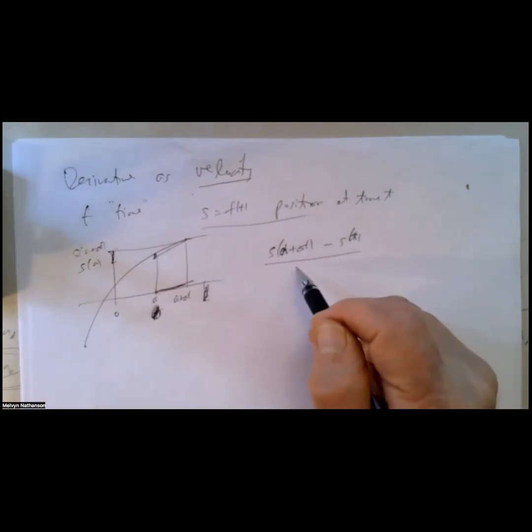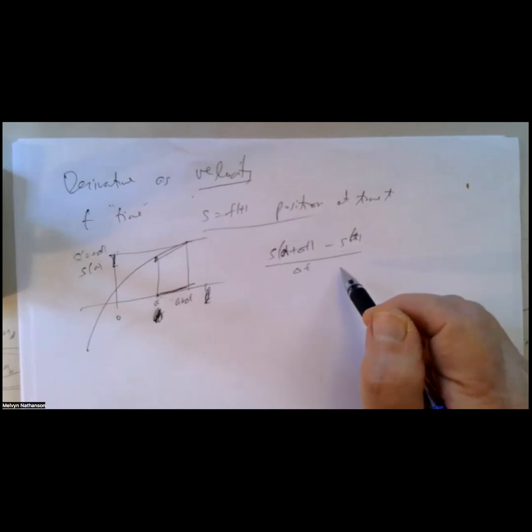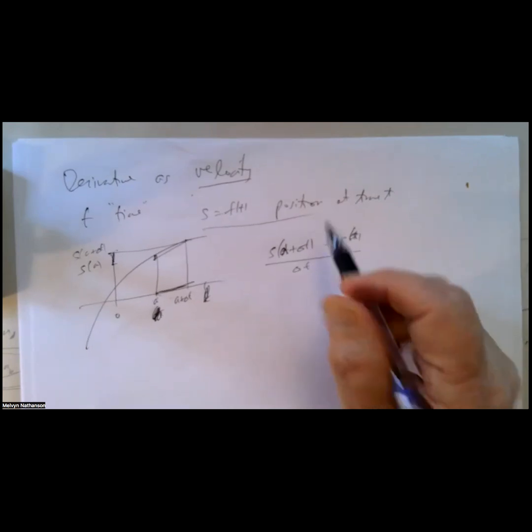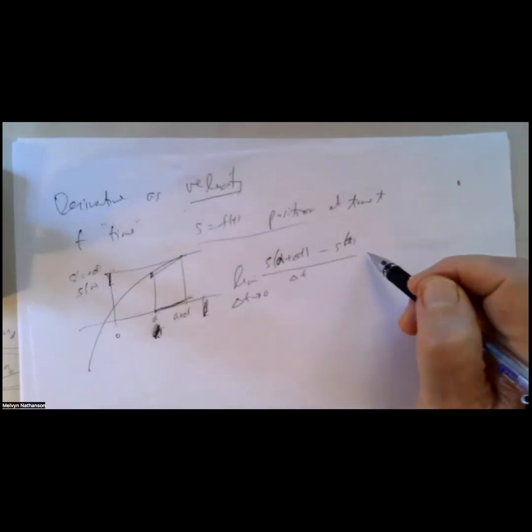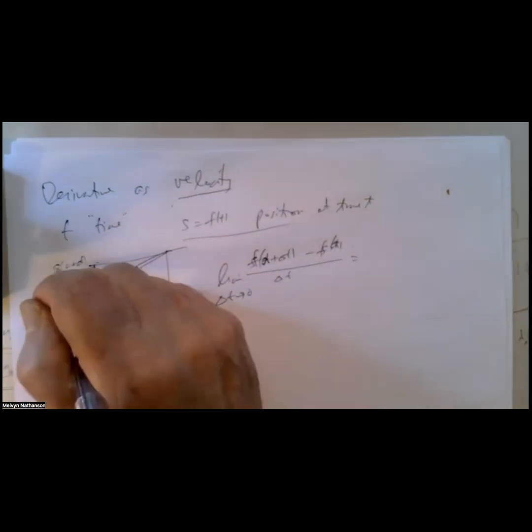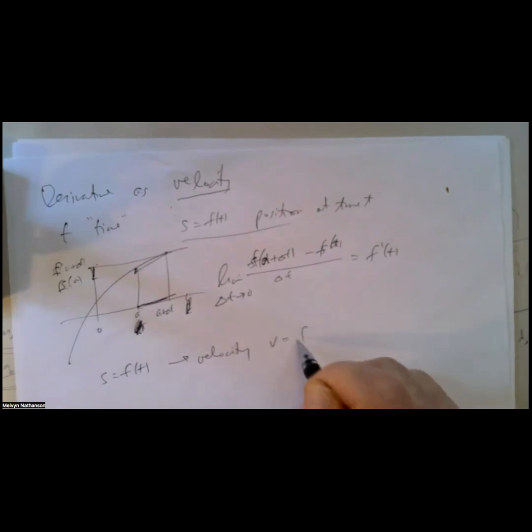So this distance divided by the amount of time it took to get there, that's your average velocity over this time interval. And if you want the instantaneous velocity, you take this limit as delta t goes to 0. And if that exists, it is f prime at t. So the physical interpretation of the derivative is, if you have a function f of t and s is the position at time t, then the velocity v is equal to the derivative at time t. All right.